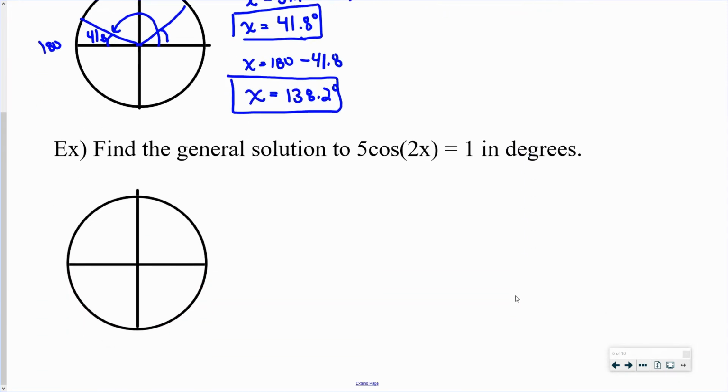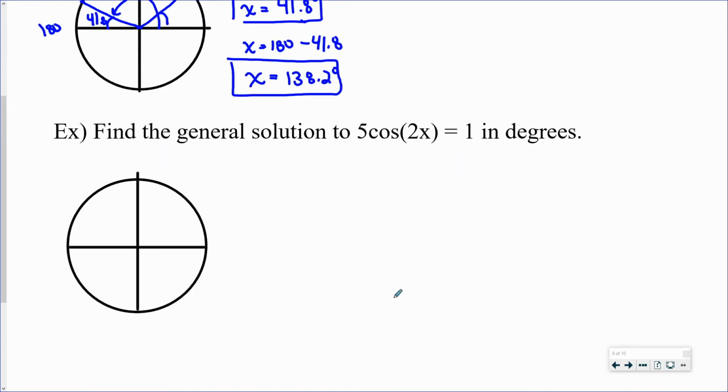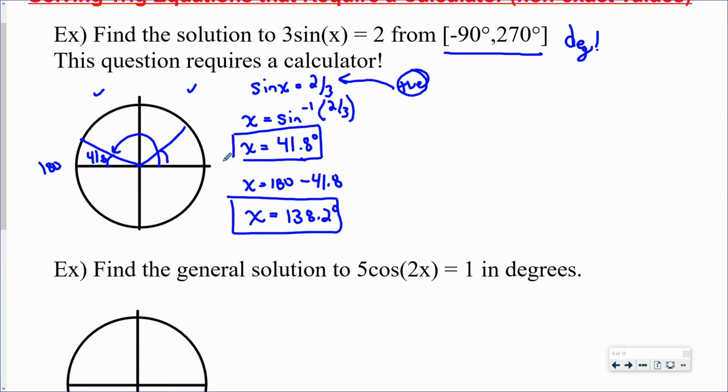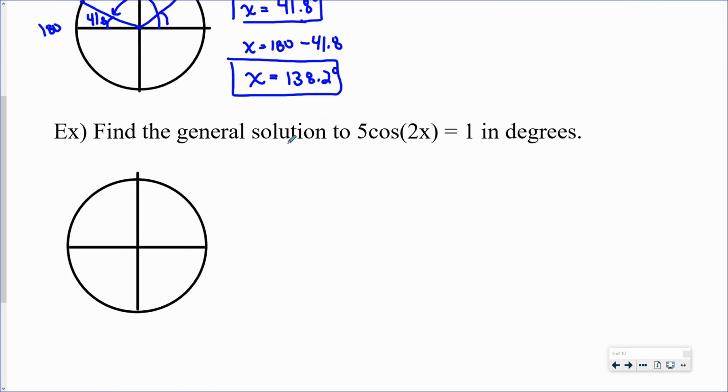Woohoo! Now this one, oh, it's ugly. It's asking for the general solution to this question. Now, lots of things going on. Number one, it's a general solution question. So when you have one of those, you're going to find your solutions the same way you did for the question above. Then you'll just tack on whatever the period is. Now you need to be extra careful with this one because the period is going to be different.